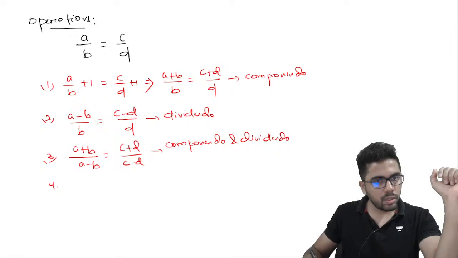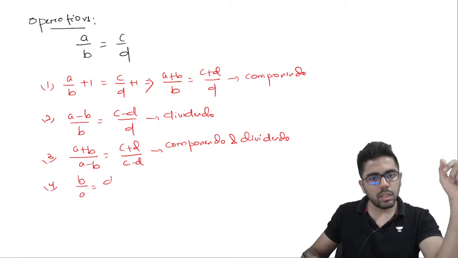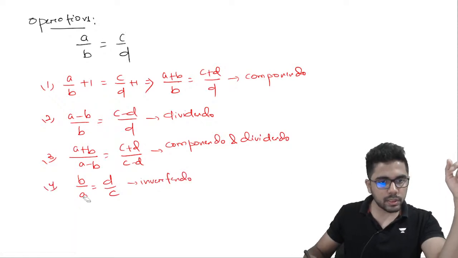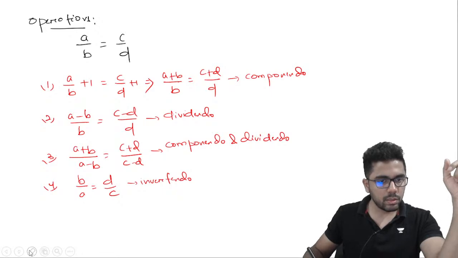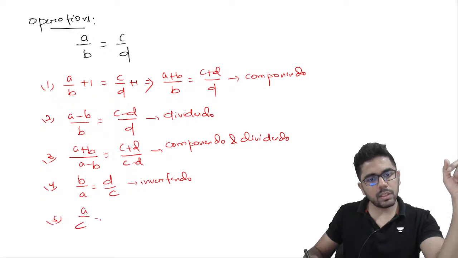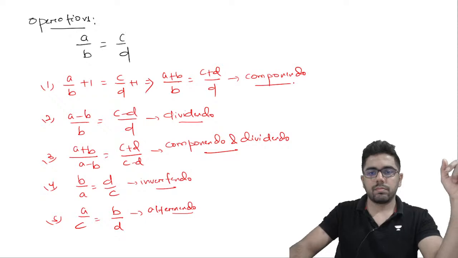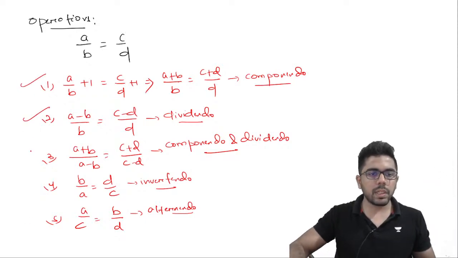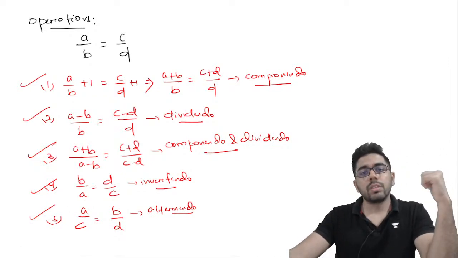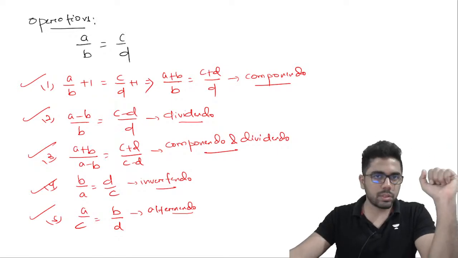Then the fourth result, if you take the reciprocals, B by A is equal to D by C, ऐसा भी लिख सकते हैं. This is called as invertendo. And then I can switch places of B and C. B and C का place तुम interchange कर सकते हो. And you will get A by C is equal to B by D. This is called as alternando. The names don't matter, but इतना कुछ difficult भी नहीं है. But these are 5 basic operations that you do on ratios: componendo, dividendo, componendo and dividendo, then invertendo and alternando. 5 basic operations that we do on ratios.